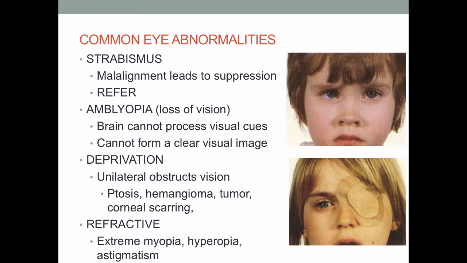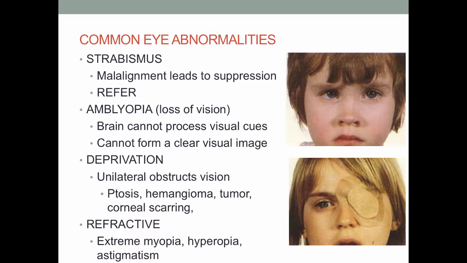Some other common eye abnormalities that you're undoubtedly going to see in primary care are strabismus, which is malalignment of those eyes, and that's usually caused by a weakness of eye muscles and lack of coordination of eye muscle movement. Those children need to be referred because if it goes untreated, it leads to a loss of vision, or the amblyopia, where the brain cannot process the visual cues and does not create a clear visual image because of the lack of coordination of those two eyes working together.